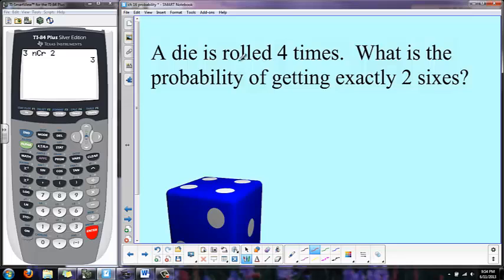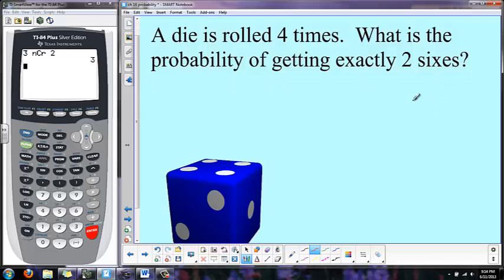Alright, a die is rolled 4 times. What is the probability of getting exactly 2 6s? Now that I kind of broke that down for you and explained how to do this, I'm going to start by setting up a pattern. We're going to do the exact same thing every single time.